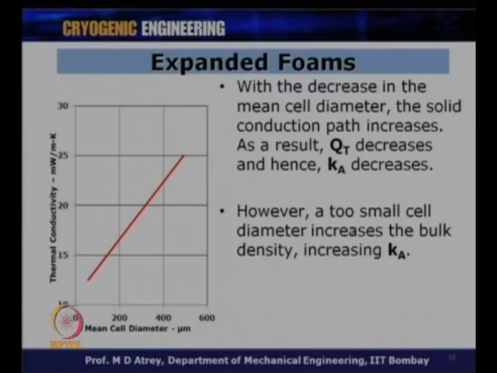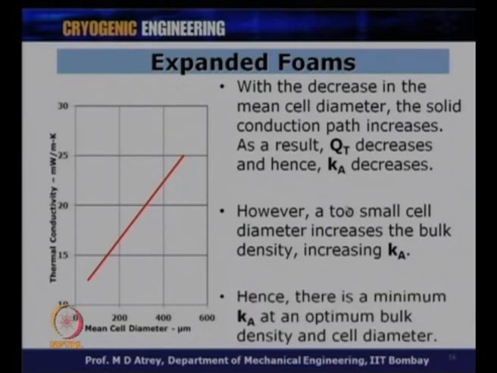So what does it imply? It implies that we have to have an optimized diameter where the effect of Q conduction is taken care of properly. Hence there is a minimum Ka at an optimum bulk density and cell diameter. These two things have to be optimized. The cell diameter has to be optimized in such a way that Ka becomes minimum for those values. So we have to optimize the cell diameters in this case.